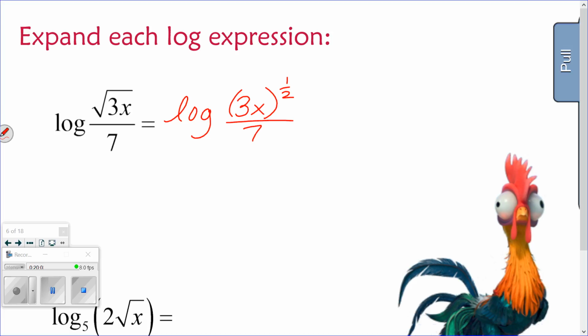All right, so let's go ahead and see if we can break this apart. What happens to the half? It's going to go out in front. Now, does that half go to just the 3 or just the x or both? Both. So when I split this, it has to go on both of the logs because this half goes to both of these. So I'm going to have half times log of 3, right? Because it goes to the 3. How do I split apart this 3x? Plus half log of x, right? Because that half goes to both.